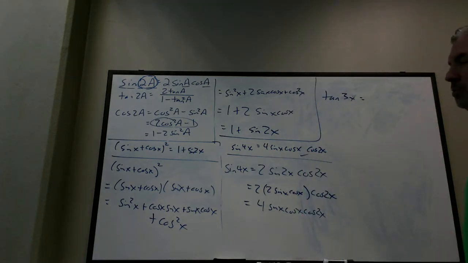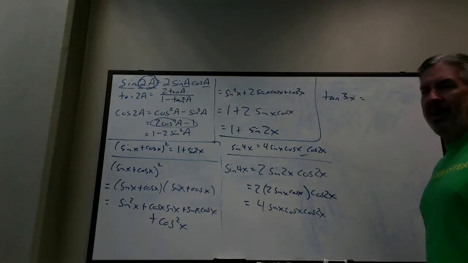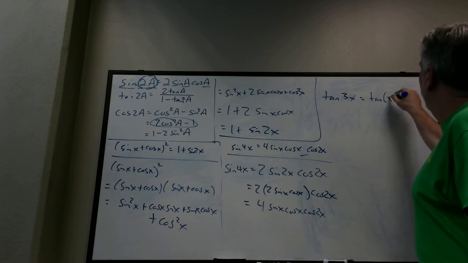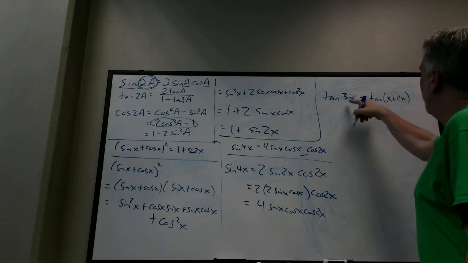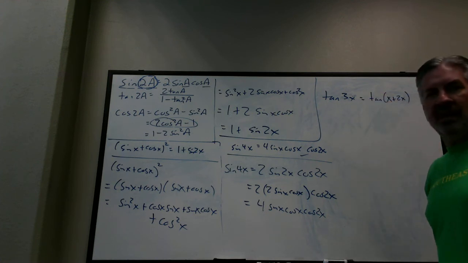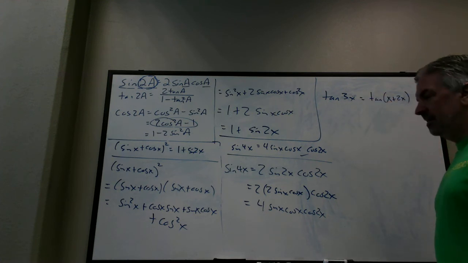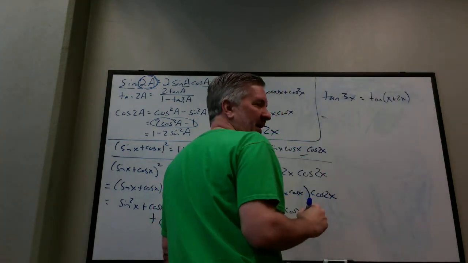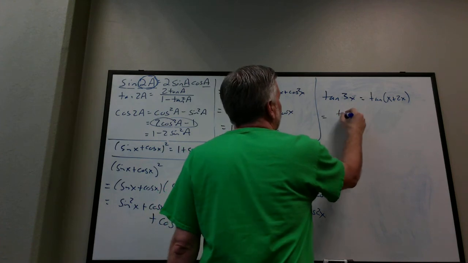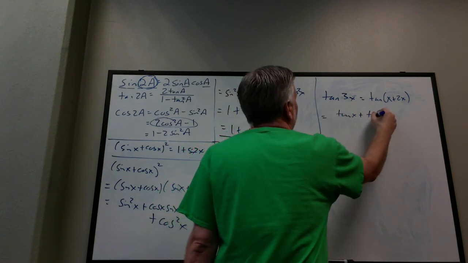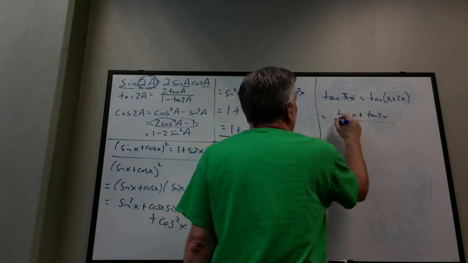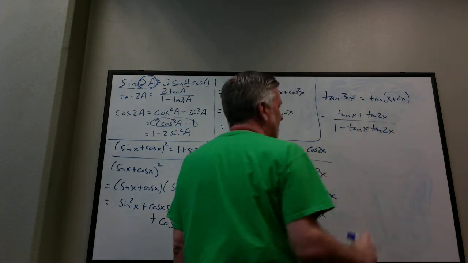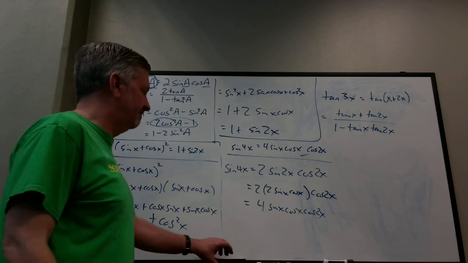Now what you want to do here is go back to the previous section and rewrite this as tan of x plus 2x. So break the 3x up into x plus 2x. Now I'm not using this formula. I'm using the formula from the previous section, the tan of a plus b formula. So this is tan of x plus tan of 2x over 1 minus tan of x, tan of 2x. That's your tangent of a plus b formula.